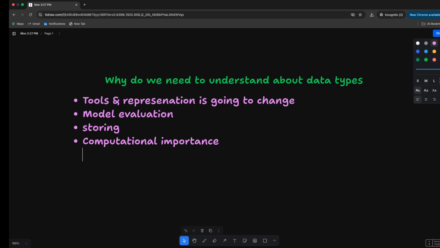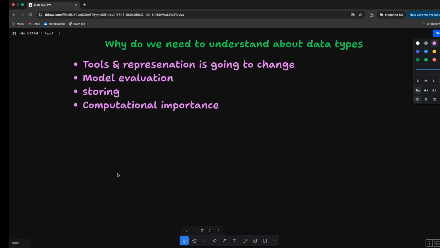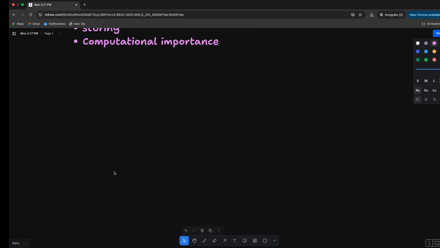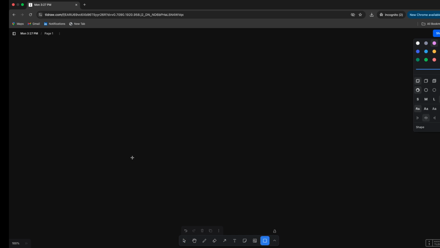Now, key ideas. We have something called rectangular data. The typical frame of reference for an analysis in data science is rectangular data. So basically, our data will be arranged in a rectangular format in rows and columns, right? So now we are talking about rectangular data.